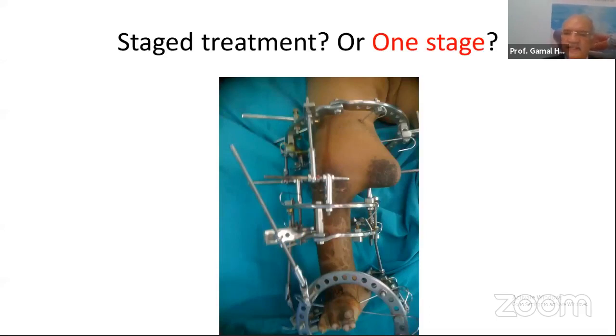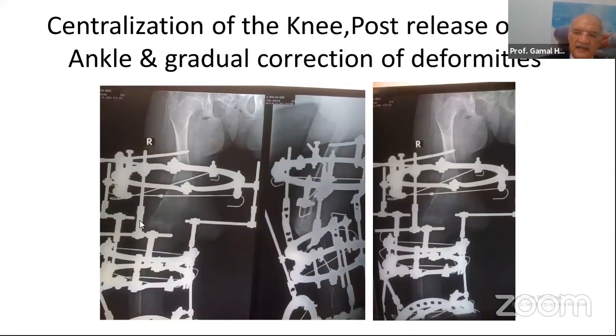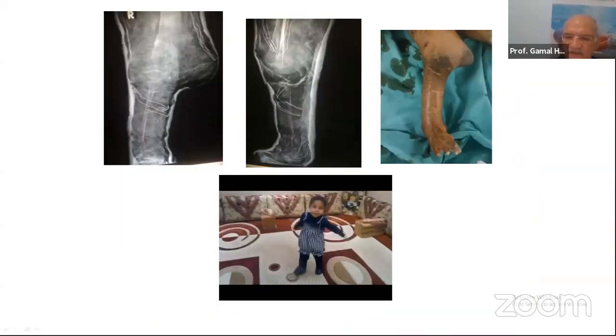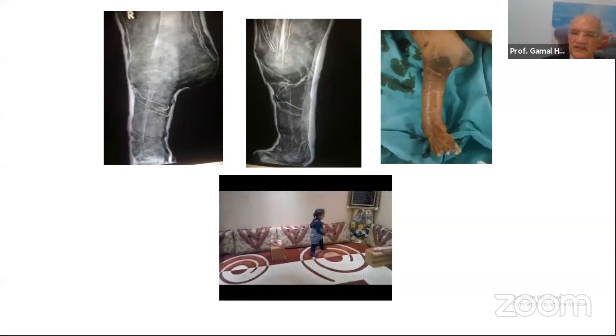Sometimes we do the stages together because we use gradual treatment. Like this patient, we used centralization, we put the frame on, and we corrected the knee and the ankle together. And this is how the patient moves afterwards, from a bedridden patient to a running patient.